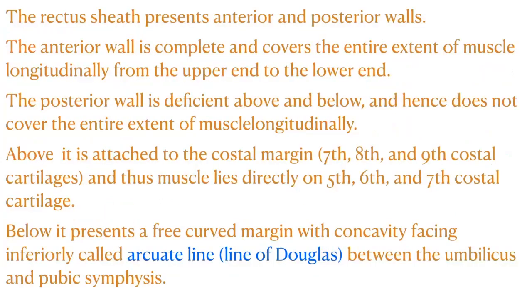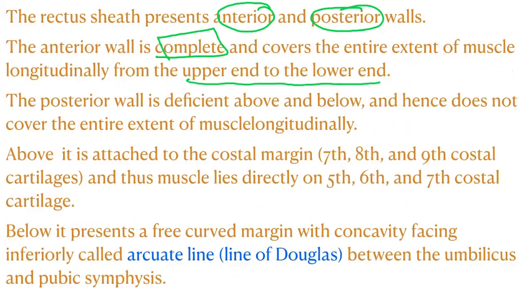The rectus sheath presents anterior and posterior walls, right? The anterior wall is complete and covers the entire extent of the muscle longitudinally from the upper end to the lower end, whereas the posterior wall is deficient above and below and hence does not cover the entire extent of the muscle longitudinally. That means anterior wall is complete whereas the posterior wall is deficient, especially below the umbilicus it is completely deficient, absent.